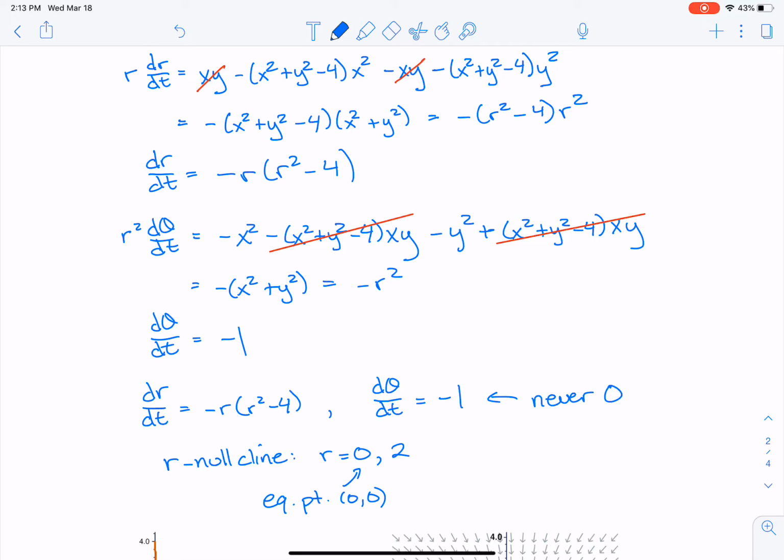Okay, so we have here that r remains 2. r is always 2. But dθ/dt is negative, and that's actually a clockwise rotation.